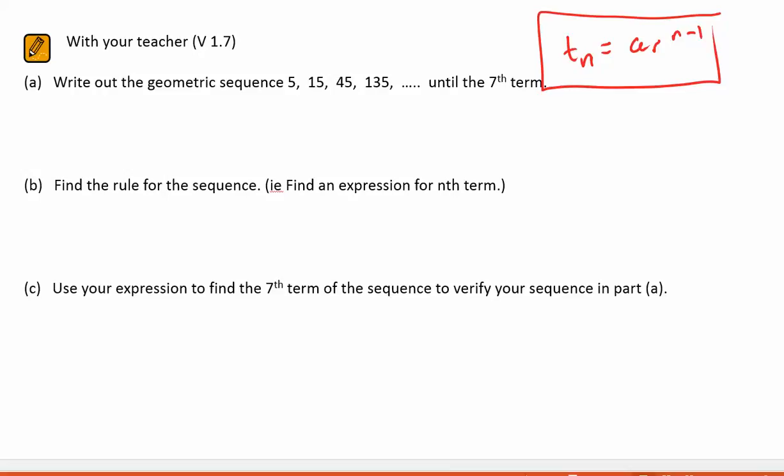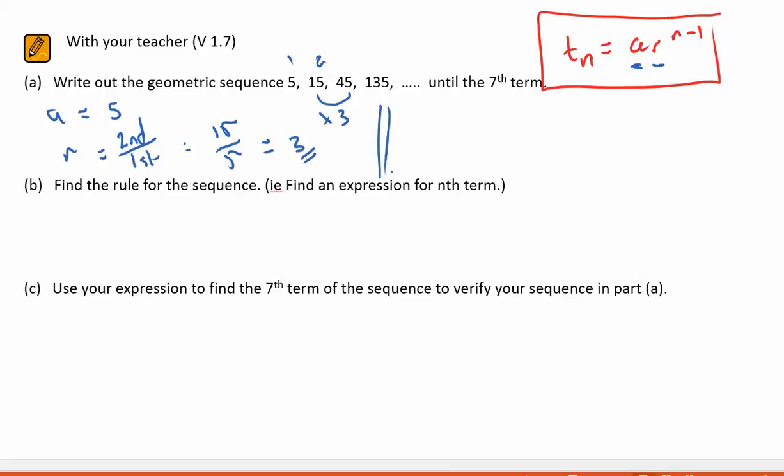In V1.7, we're dealing with geometrical sequences. A geometrical sequence has a first term and a common ratio, common multiplier. So in this first one, you can clearly see that A is 5. Then we've got to ask ourselves, what's the common ratio? Well, 15 is the second term, 5 is the first term. And you can see, to get from 15 to 45, we multiply by 3.